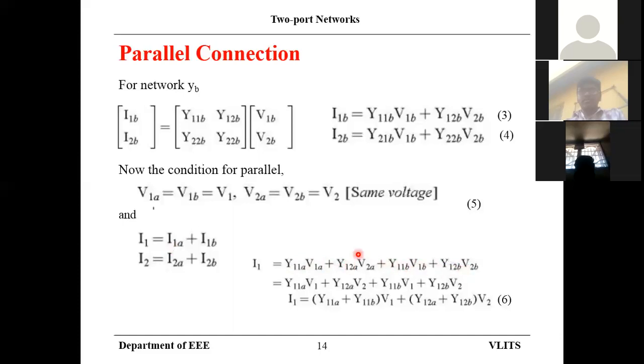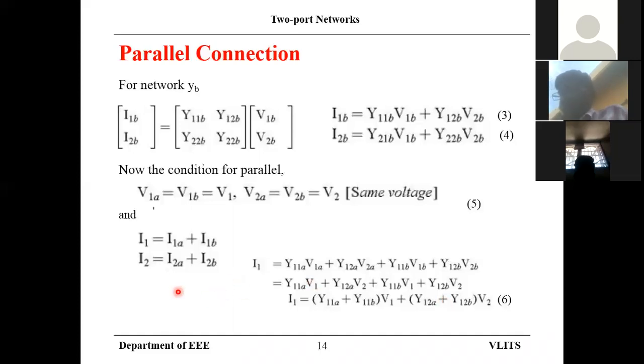Then again you can replace v1a equal to v1b equal to v1. In the place of v1a you can replace by v1, similarly v2a as v2, v1b as v1 and v2b as v2. So I have substituted here. After simplifying, you can take v1 as common and v2 as common. So I1 is equal to y11a plus y11b into v1, and y12a plus y12b into v2. Let me consider this is equation number 6.